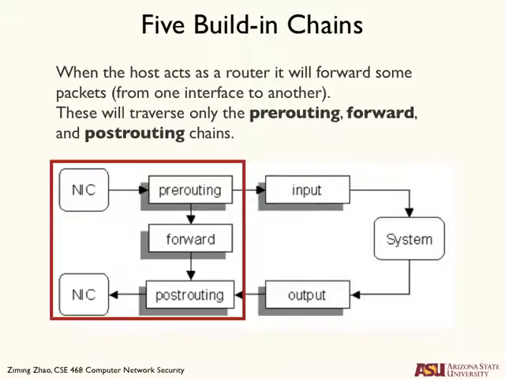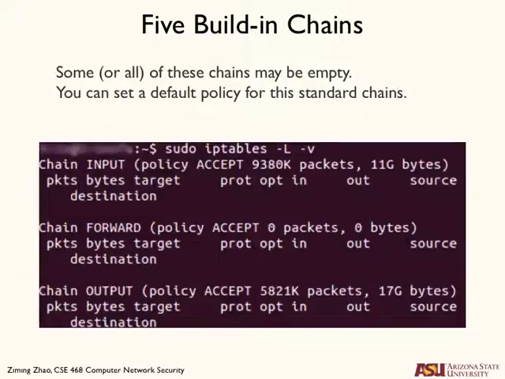And if your system is acting like a router, like the gateway in NAT1, all those packets go through that router and will go through the iptables PREROUTING chain, FORWARD chain, and POSTROUTING chain. Some of these chains can be empty, which means we are not specifying any rules in those chains.